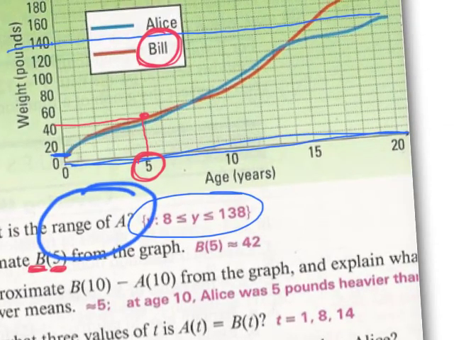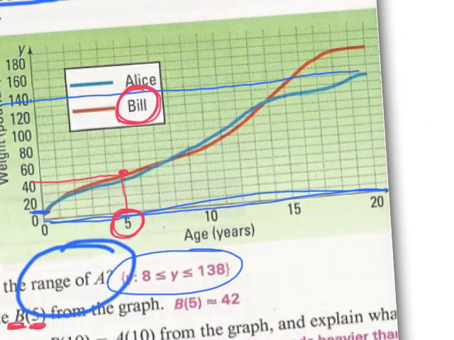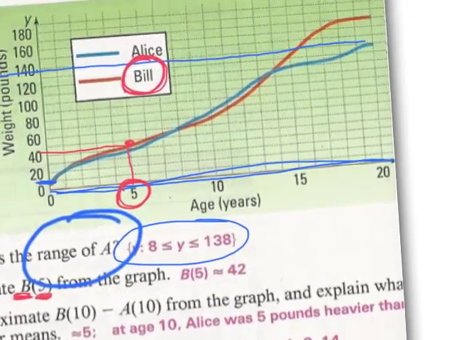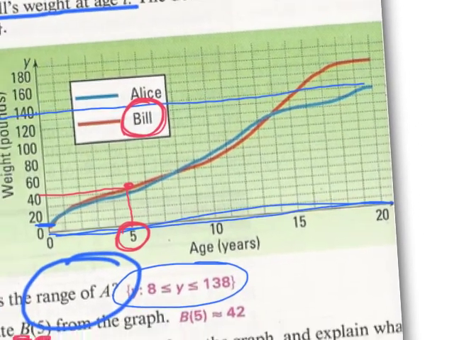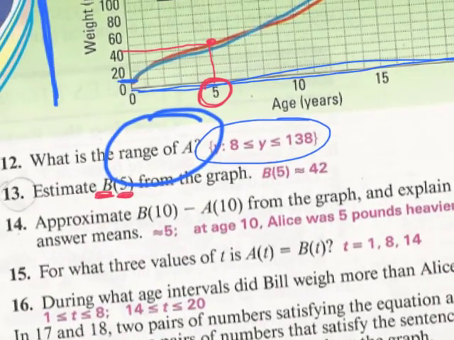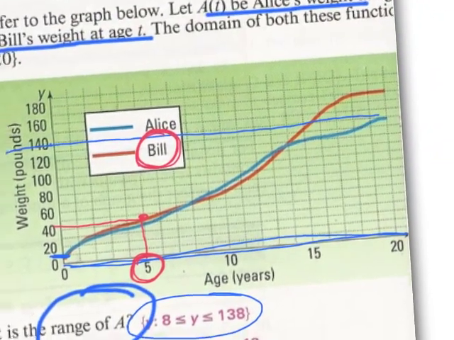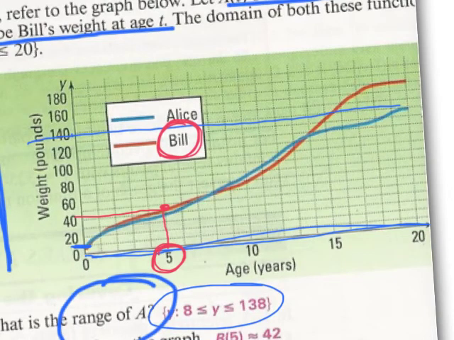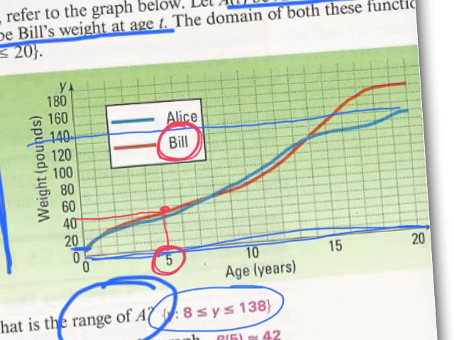Let me look at this. Oh yeah, I guess at age 10, which is here, Alice is heavier than Bill. Okay. So those are the types of questions I could ask you from the graph, is really just reading the functions, reading the Alice function, reading the Bill function, and knowing which is which and what they're asking you for.